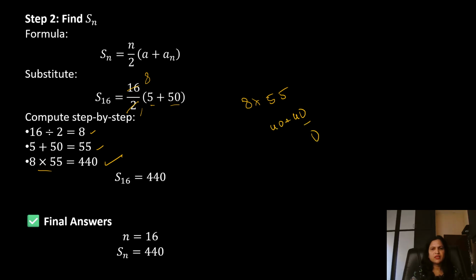0 first, then add these two terms. 4 plus 0 is 4. Then again for the third term. That is 440. S16 is equal to 440. Sum of all the arithmetic progression terms is 440. The final answers are n is equal to 16, Sn equal to 440.